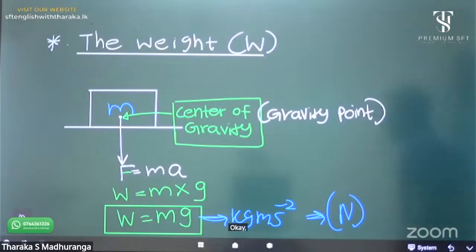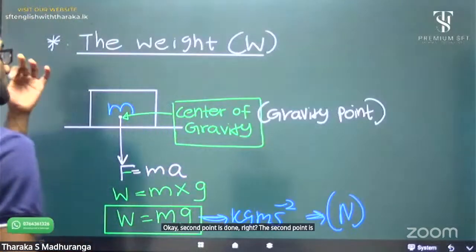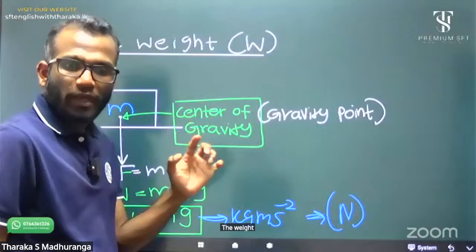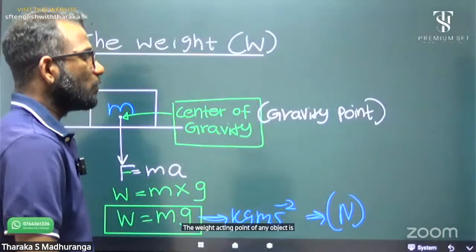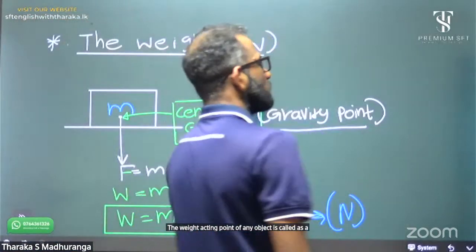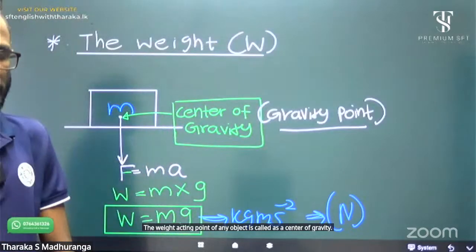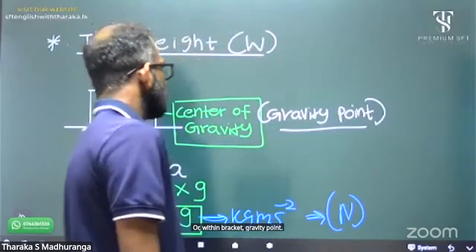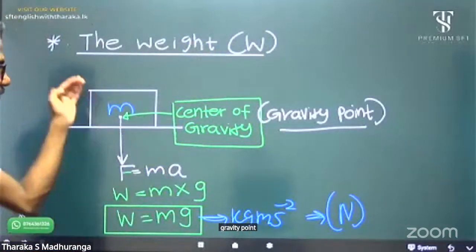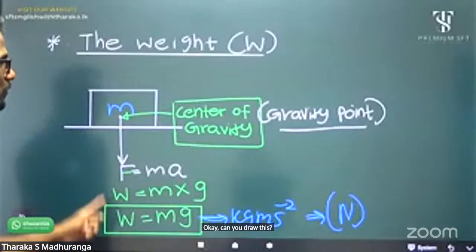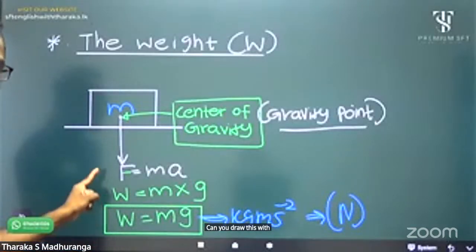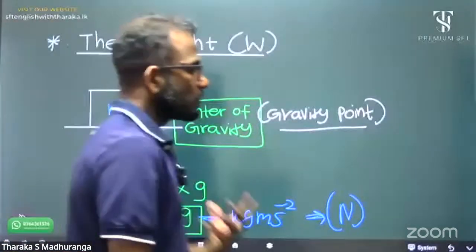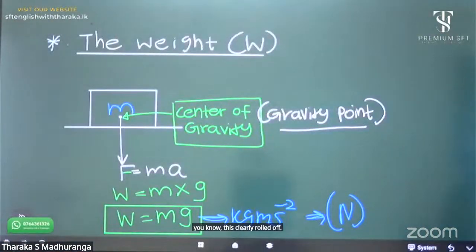Okay, the second point is done, right? The second point is that the weight acting point of any object is called the center of gravity, or within brackets, the gravity point. Okay, can you draw this with this calculation? Draw this clearly.